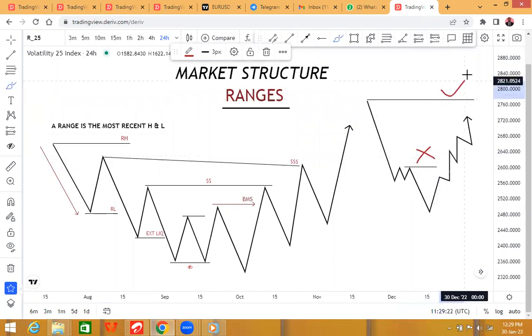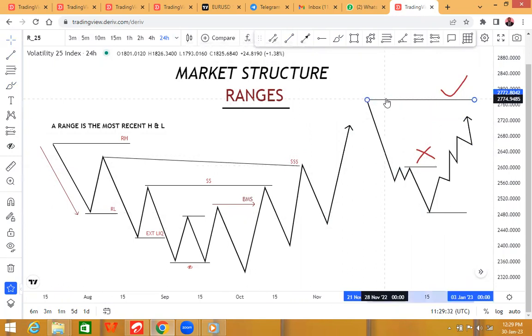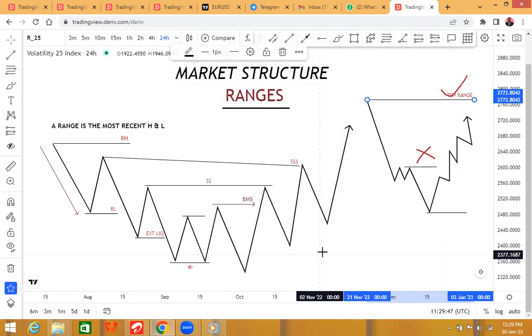This is the range high. Then you mark your last low, previous low, previous high. So this becomes your top range or range high, depending on what you want to call it. Sometimes I write top range, sometimes I write range high. It's the same thing. Top range, the range at the top.